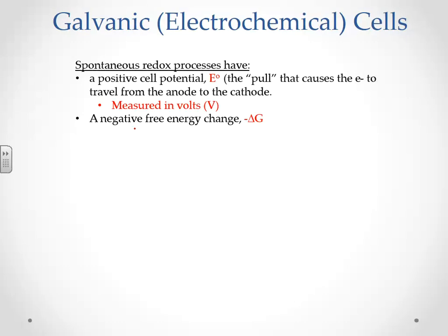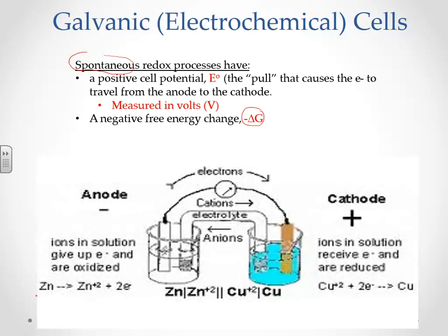And remember from the thermodynamic unit that as far as free energy goes, a negative free energy change means the process is spontaneous. So we're talking about a spontaneous redox reaction. That means that spontaneous redox reactions are going to have a negative delta G, or negative Gibbs free energy change. This is a general setup of an electrochemical cell.